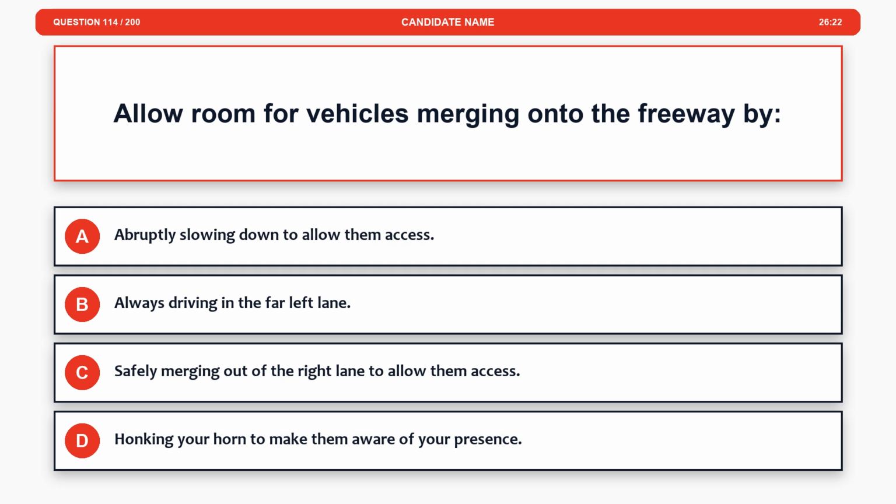Question 114. Allow room for vehicles merging onto the freeway by: Option A, abruptly slowing down to allow them access. Option B, always driving in the far left lane. Option C, safely merging out of the right lane to allow them access. Option D, honking your horn to make them aware of your presence.